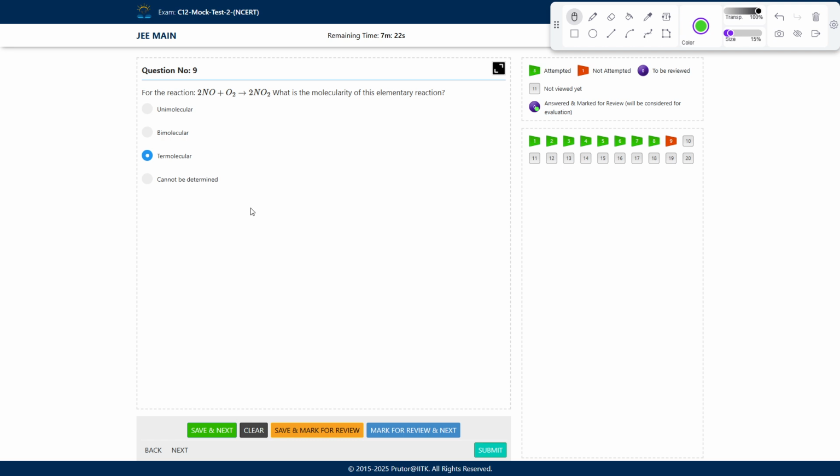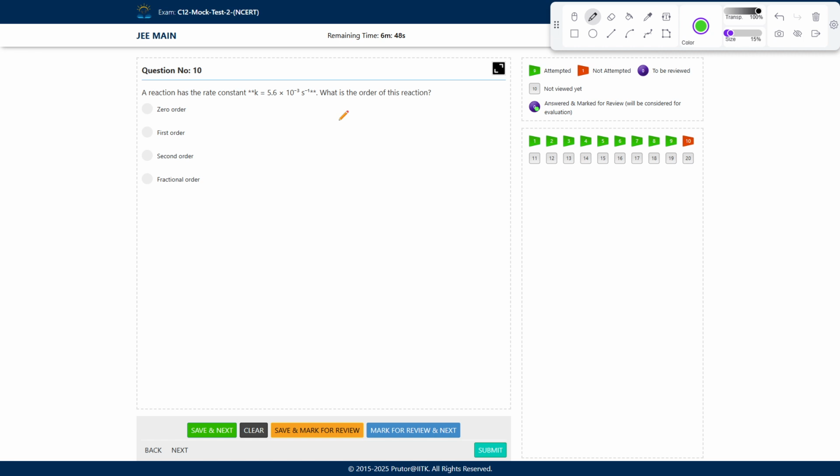Okay, moving on to our next question. A reaction has the rate constant K equal to 5.6 times 10 to the power minus 3 second inverse. What is the order of this reaction? So we are given that a reaction has the rate constant K value as 5.6 times 10 to the power minus 3 second inverse. You have to tell the order for this reaction after looking at this given rate constant value.